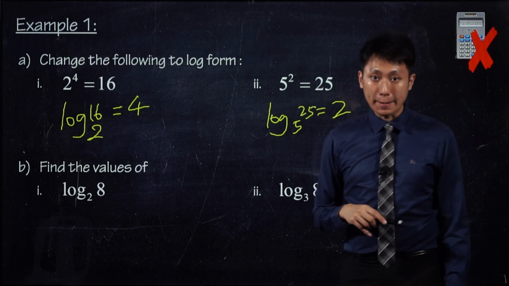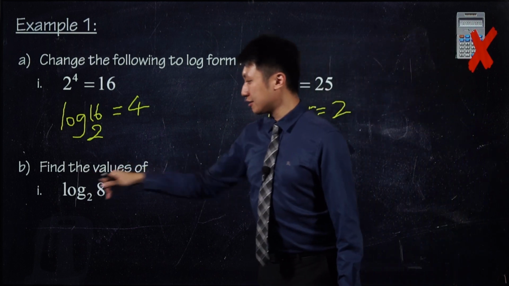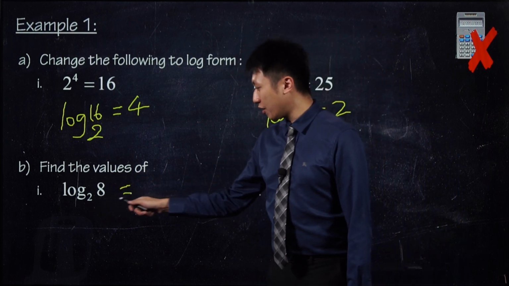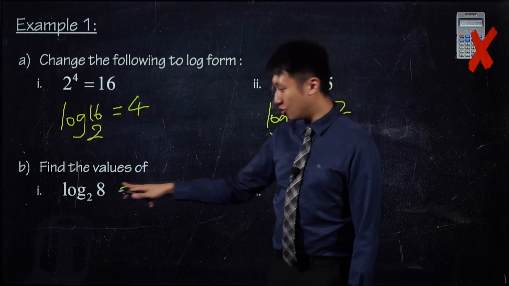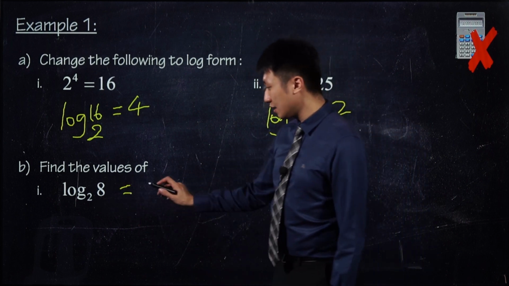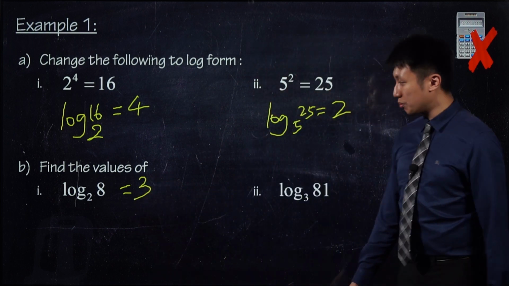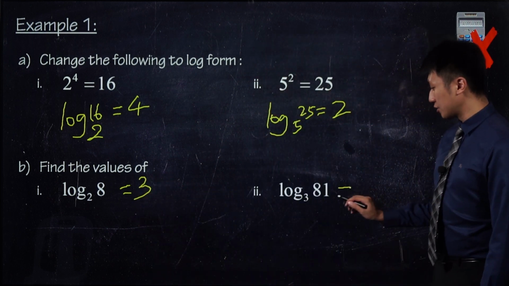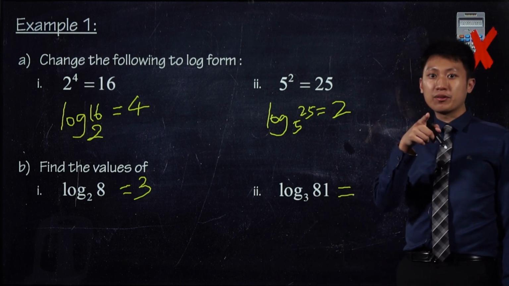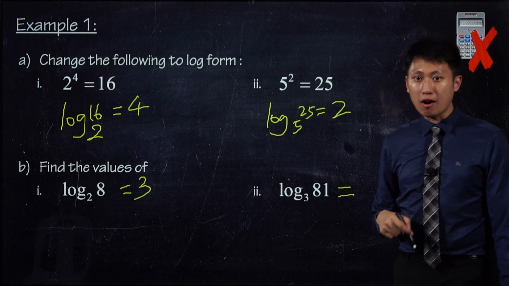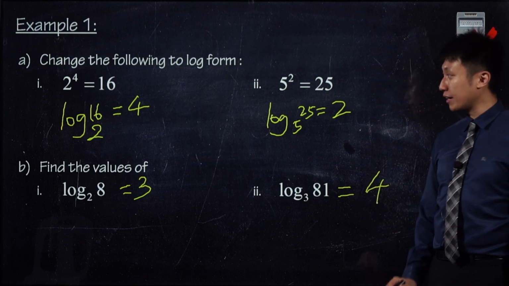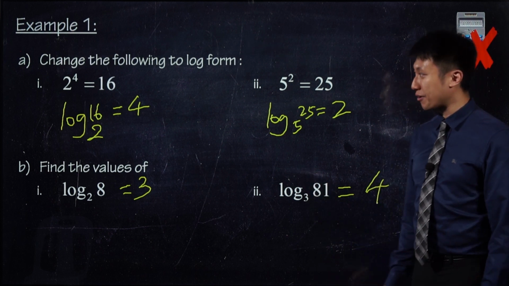Great. Next, find the values of these. It's asking you: 2 to the power of what gives 8? That's 3. So 2 to the power 3 is equal to 8. How about this one? 3 to the power of what gives 81? Are you familiar with 81? It's 3 to the power 4, so the answer for this is 4. That's very simple. This one is just a warm-up question.